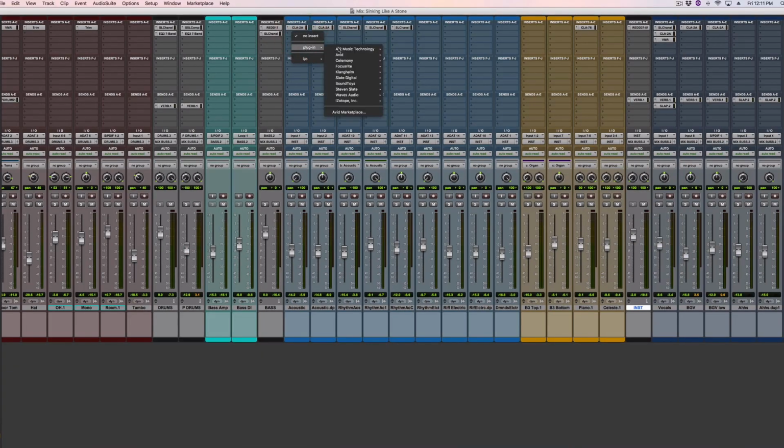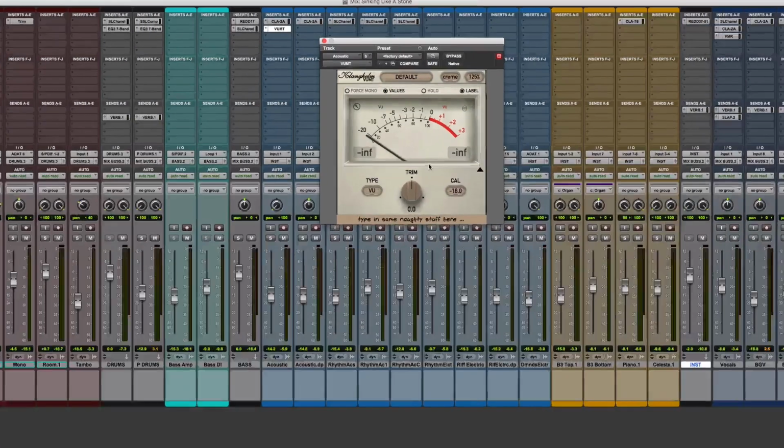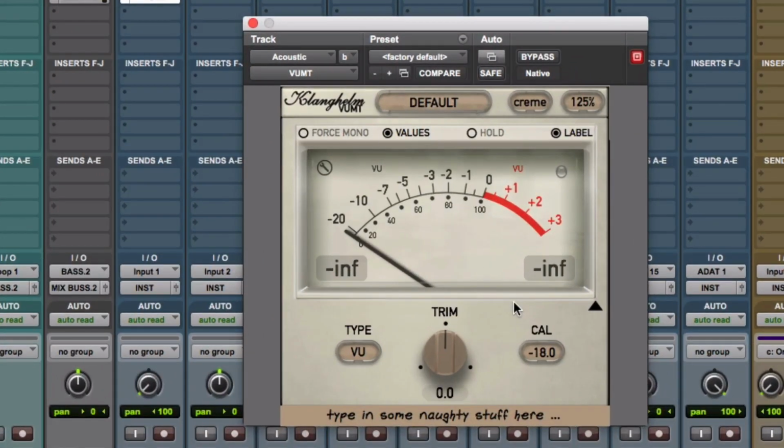There is a plugin here that I use from Klanghelm called the Vumpt, and it sort of emulates a VU meter. That's all it is, just a way to look at level. This is more common on analog equipment, and it measures volume. You've got a zero, also minus one, two, three, all down to minus 20. But this is very important.